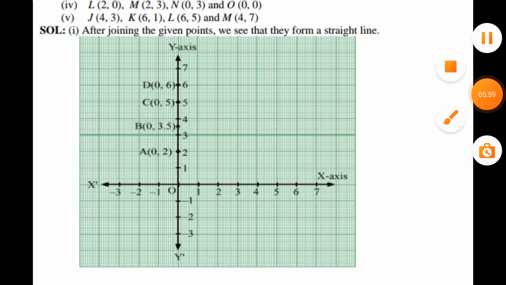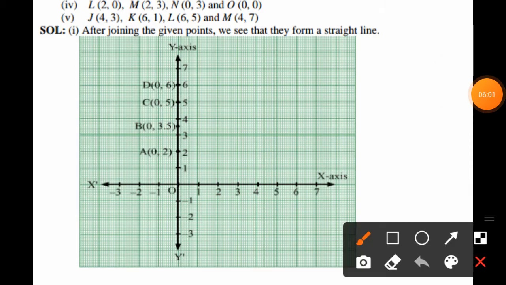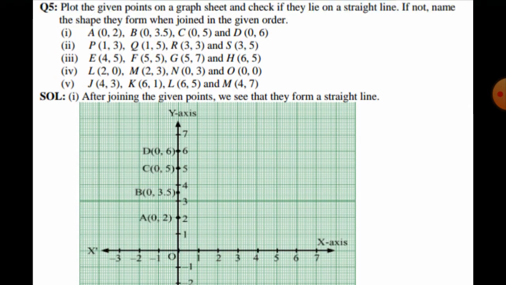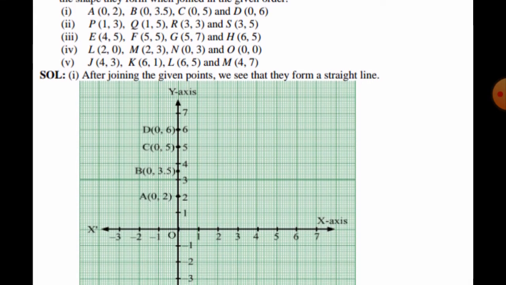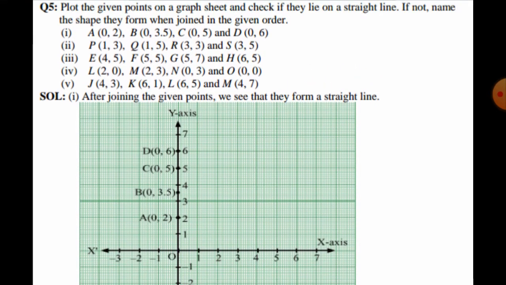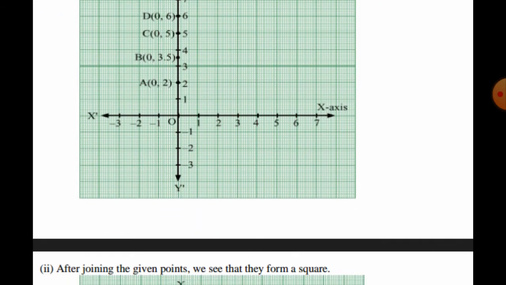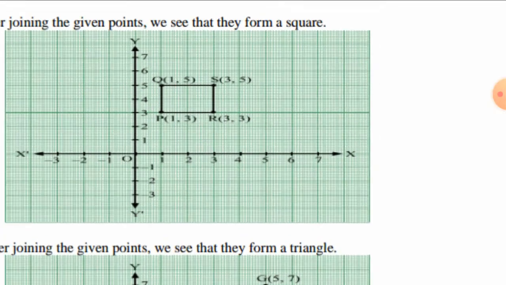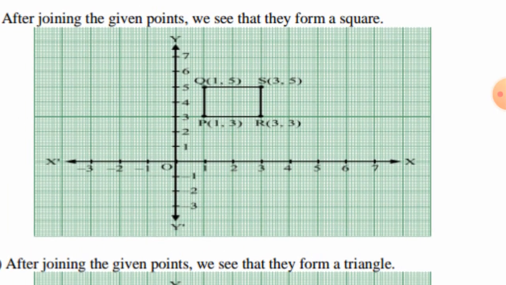On this x-axis, first of all we have to represent A, that is 0 2, then B 0 3.5 and then 0 5 and then 0 6. So in this way we can represent that these points lie on a straight line. Similarly, here in the second part we have to represent points P, Q, R and S. In the second case, first of all we can represent these points, that is P, Q, R and S.